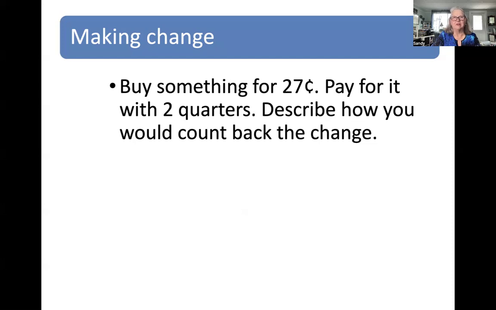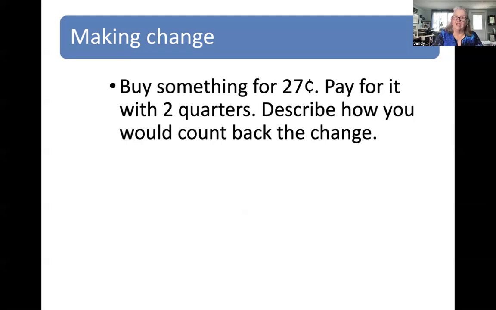So just a simple problem. You buy something for 27 cents, you're going to pay for it with 2 quarters. How would you count back the change? Okay. So I need to know values of the quarters. I need to think about the 27 cents, and this is a counting up. But as I said, I want to get to 30, but I can't make a jump of 3 because I don't have a 3-cent coin. So think about 27, give the penny, 28, a penny, 29, a penny, 30. Then I can count the dime, 40, a dime, 50.